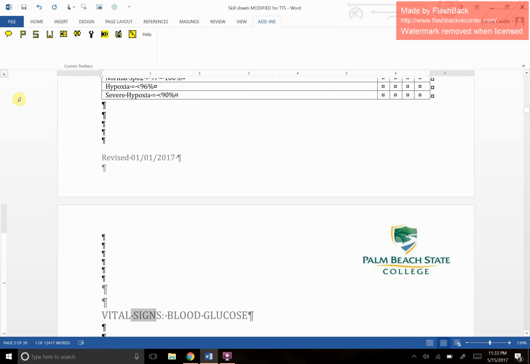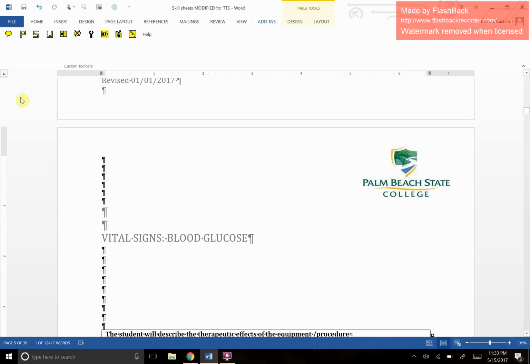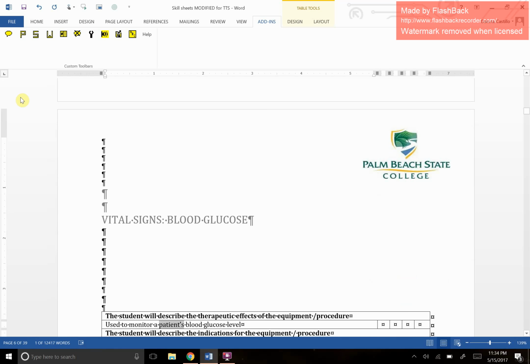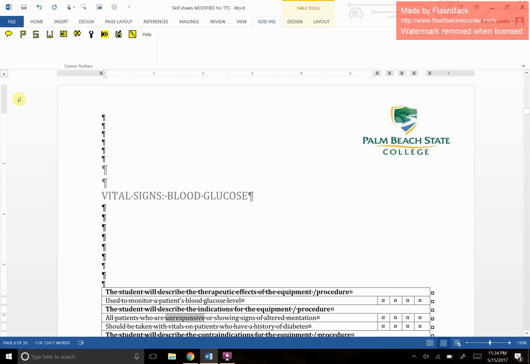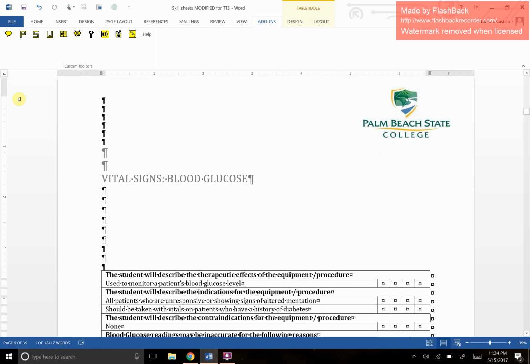Vital signs: blood glucose. The student will describe the therapeutic effects of the equipment/procedure used to monitor a patient's blood glucose level. The student will describe the indications for the equipment/procedure. All patients who are unresponsive or showing signs of altered mentation should be taken, with vitals on patients who have a history of diabetes. The student will describe the contraindications for the equipment/procedure.